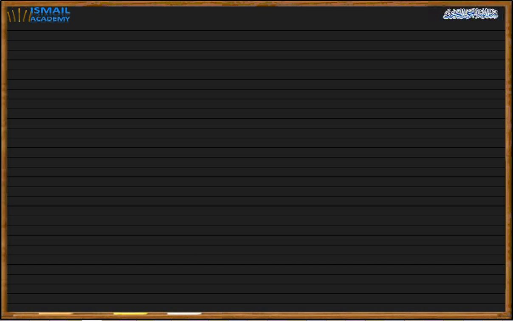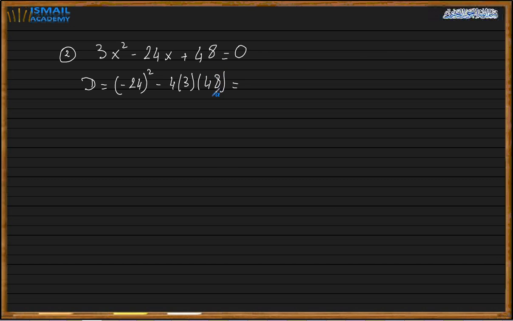Suppose I want to do that question. So now, 3x squared minus 24x plus 48 equals 0. Like I say first, my discriminant is 24 squared minus 4 times 3 times 48, which is 576 minus 576, and this is 0. Which means I have only one solution. It doesn't mean that at the end I will end up having only one solution.